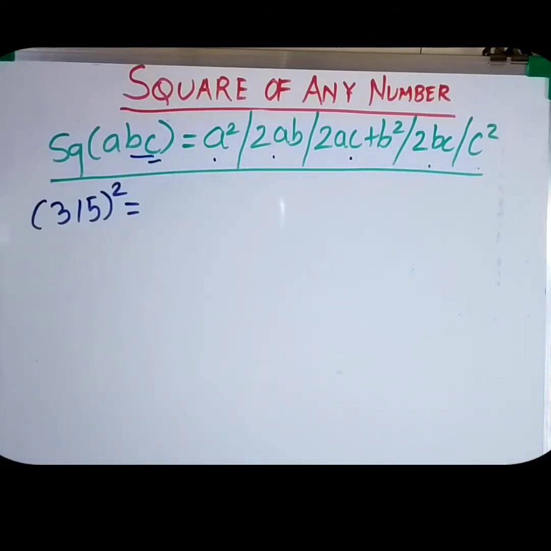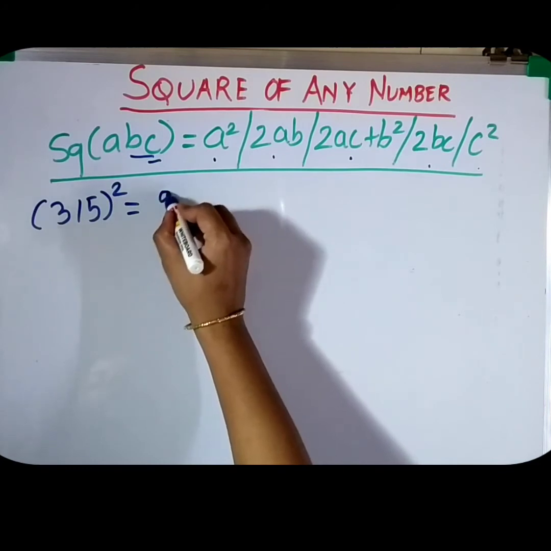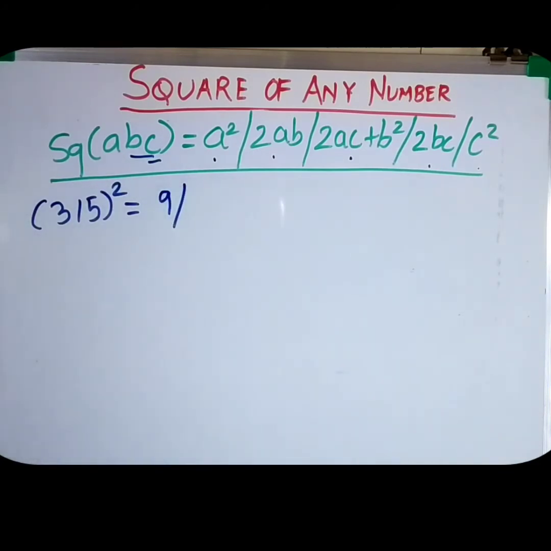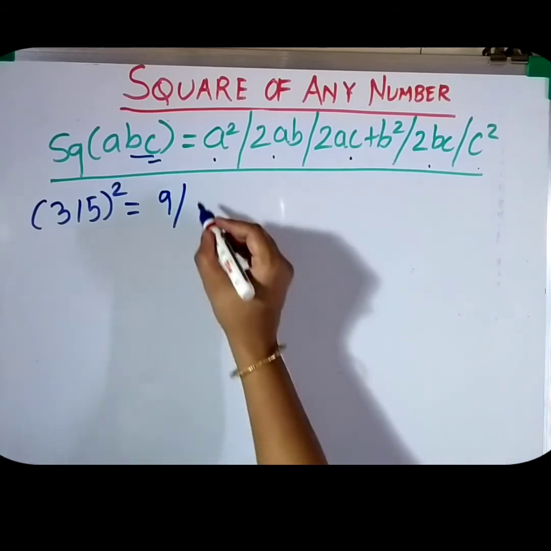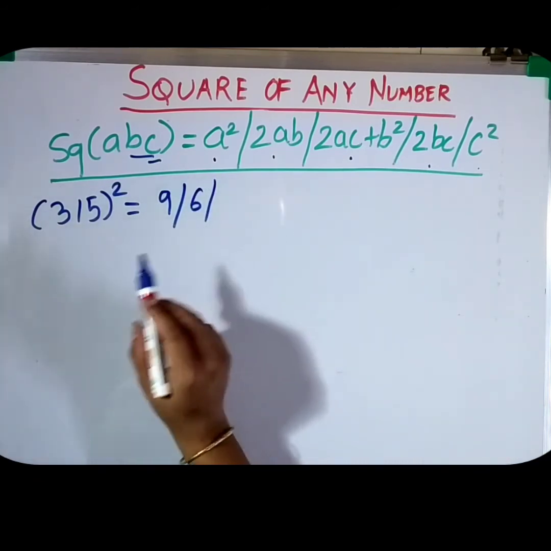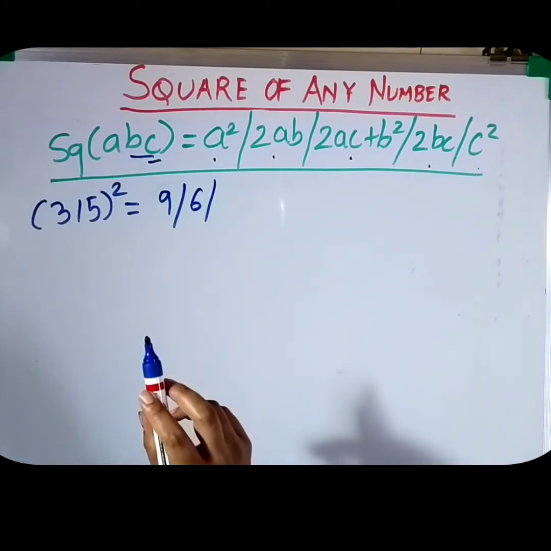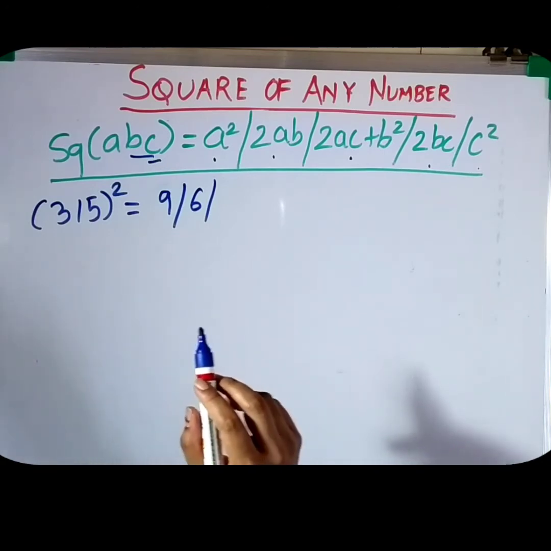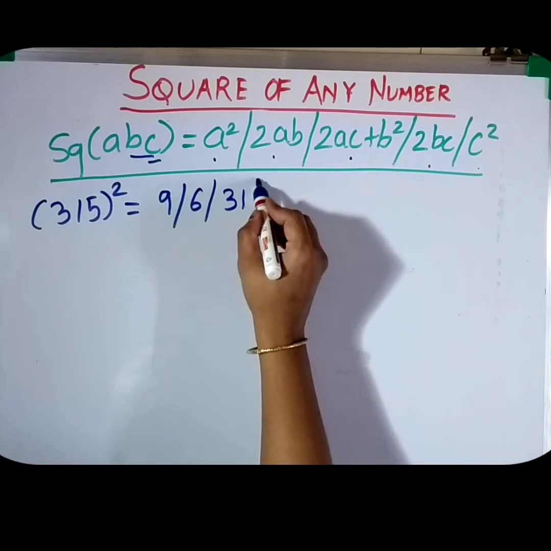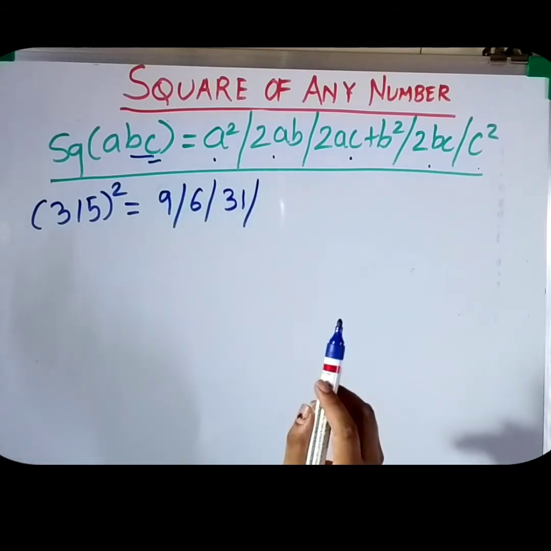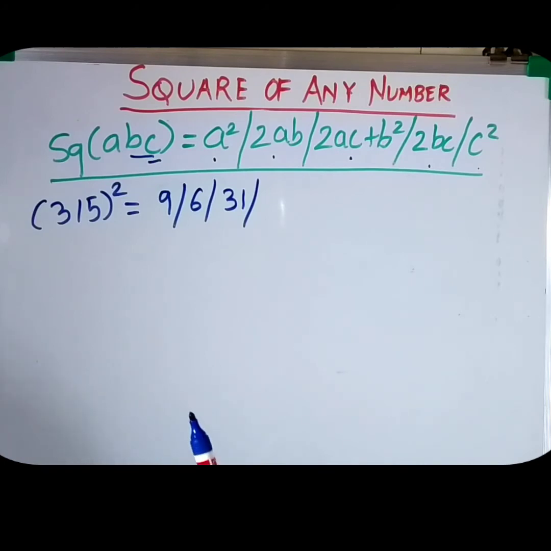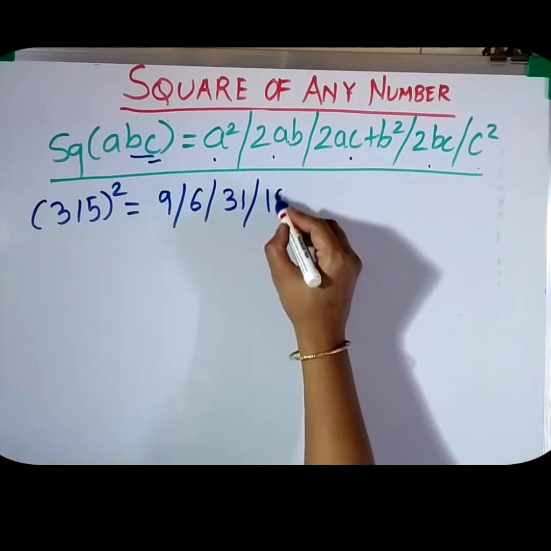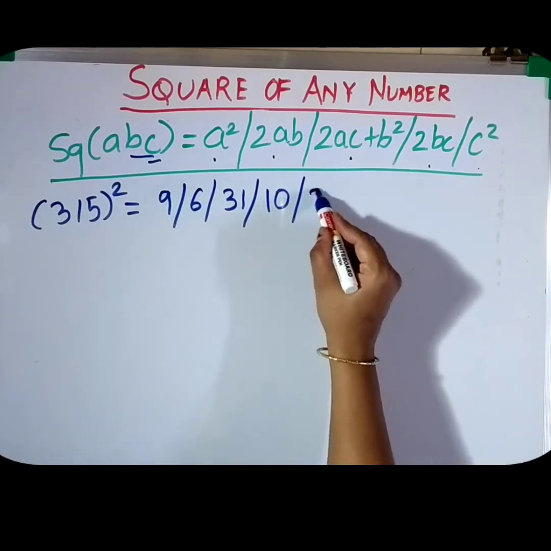Now suppose I have to calculate the square of 315. What I do is take a square of 3. Square of 3 is 9. Balancing line, 2AB. So 2 into 3 is 6, 6 into 1 is again 6. Then 2AC. So 2 into 3 is 6, 6 into 5 is 30. 30 plus 1 square, so it is 31. Then 2BC: 2 into 1 is 2, 2 into 5 is 10. So write it as 10. And last is 5 square, that is 25.